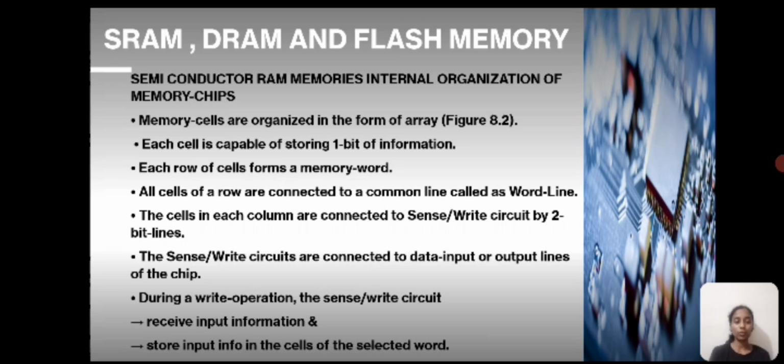All cells of a row are connected to a common line called the word line. The cells in each column are connected to a sense or write circuit by 2 bit lines. The sense or write circuits are connected to data input or output lines of the chip. During a write operation, the sense or write circuit receives input information and stores it in the cells of the selected word.